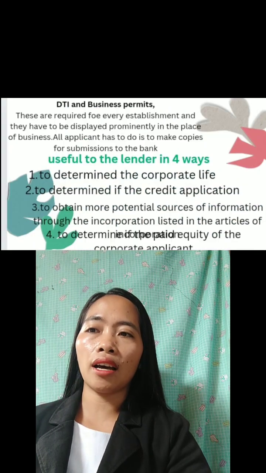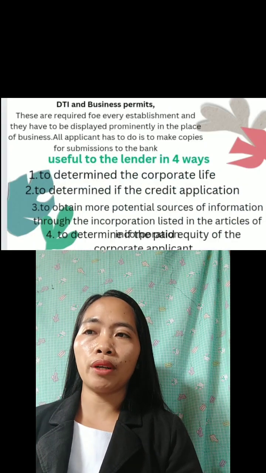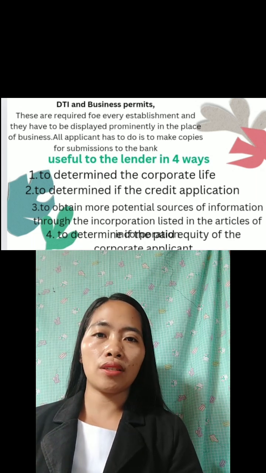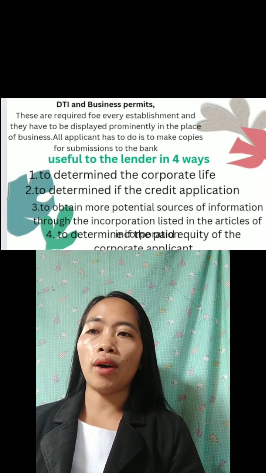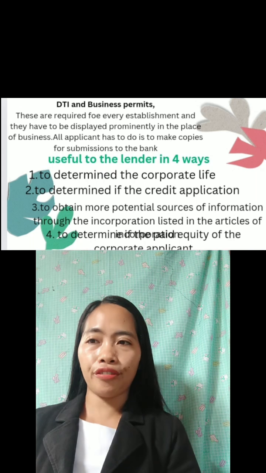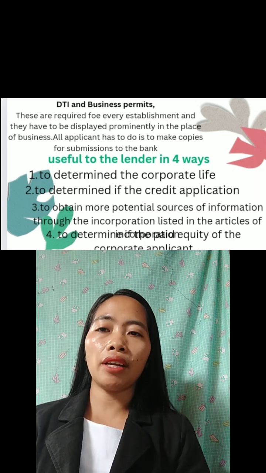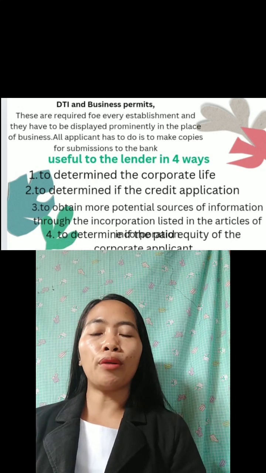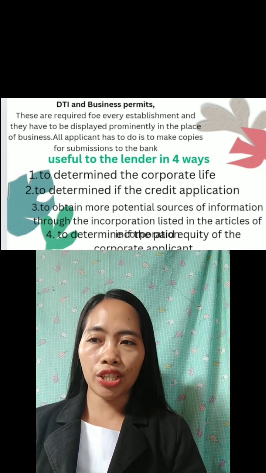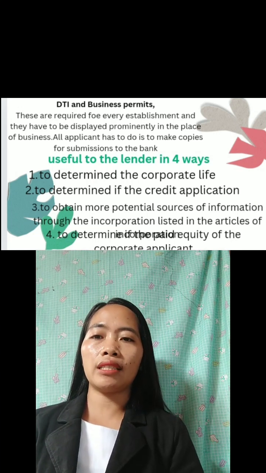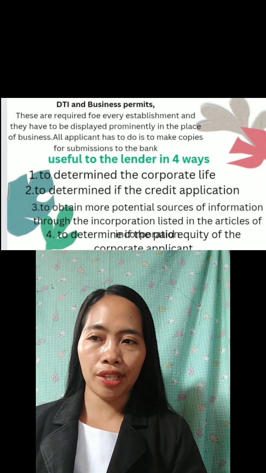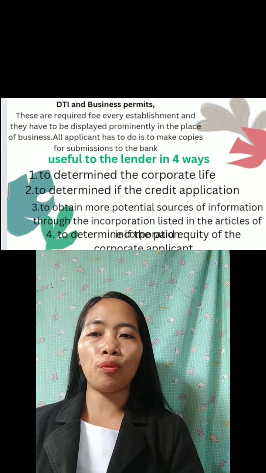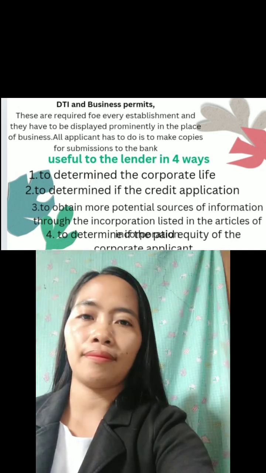The next is DTI and business permits. Then the uses for lenders, in 4 ways. Number 1 is to determine the corporate life. Number 2 is to determine if the credit applicant can obtain more potential sources of information, such as the corporate list and articles of incorporation. The next is to determine the paid-up equity of the corporate applicants.